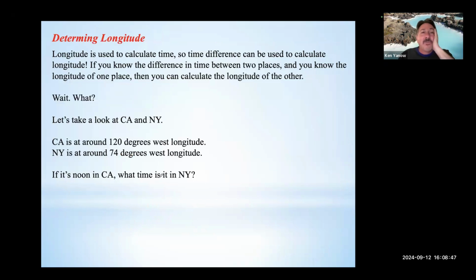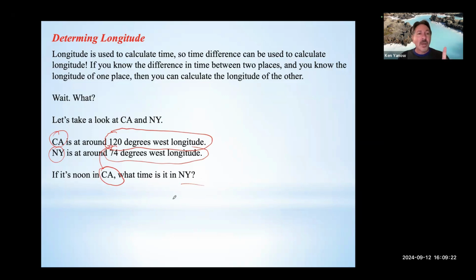Before we get into figuring out what your longitude is, what we need to do is talk about time zones. Time zones are super important. So very quickly, let's do this. Let's say we're at 120 degrees of west longitude, very close to San Diego. We're in California. Let's say our counterpart in New York is at 74 degrees west longitude. If it's noon in California, what time is it in New York?